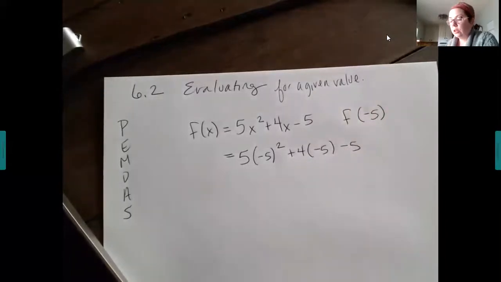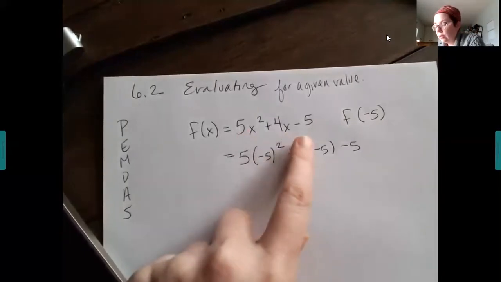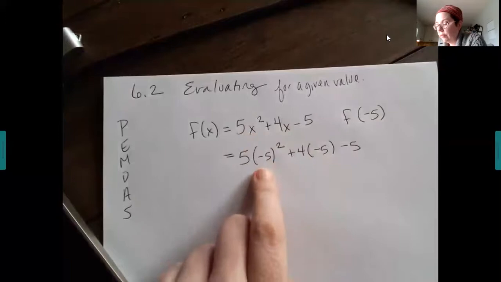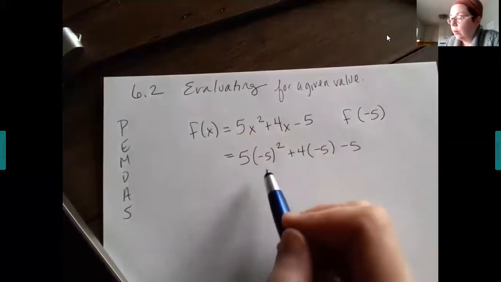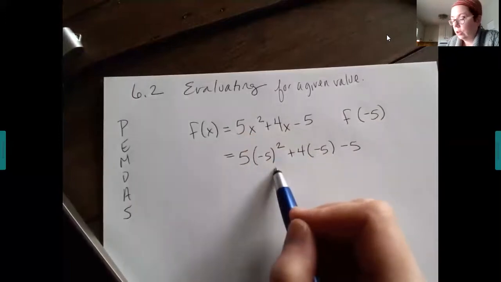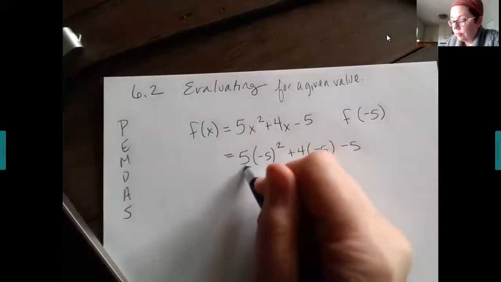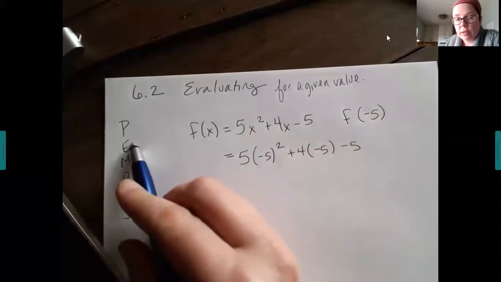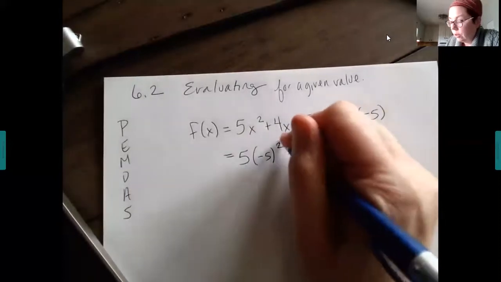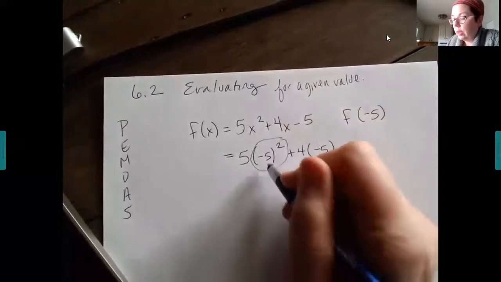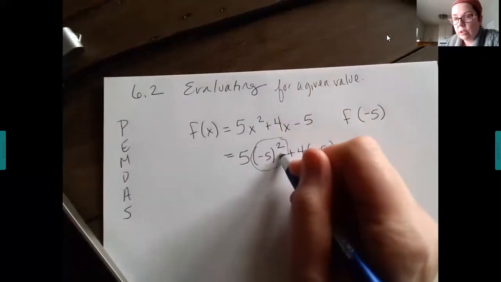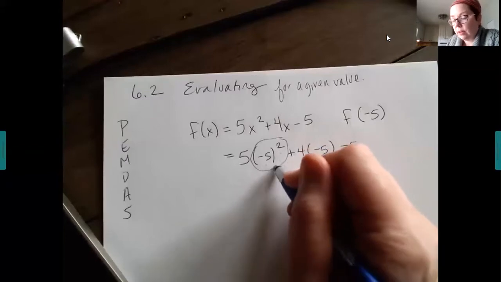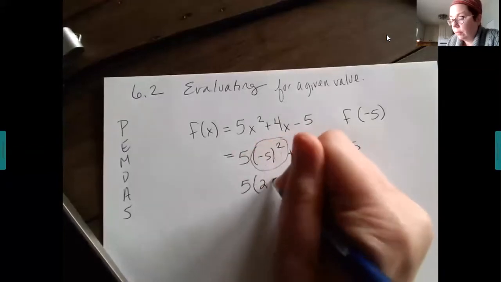Okay, so now it's simplification. So we replaced all these x's, these two x's, with -5. And now we'd follow order of operations. So before this is being multiplied, right? Before we multiply, we have to do exponents. So we're going to do this first. So -5 squared is positive 25. -5 times -5 is positive 25.